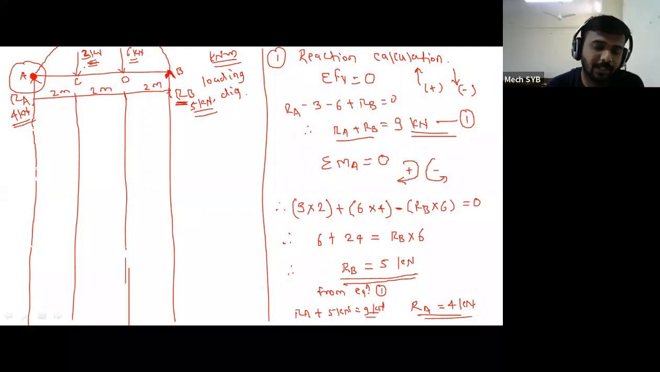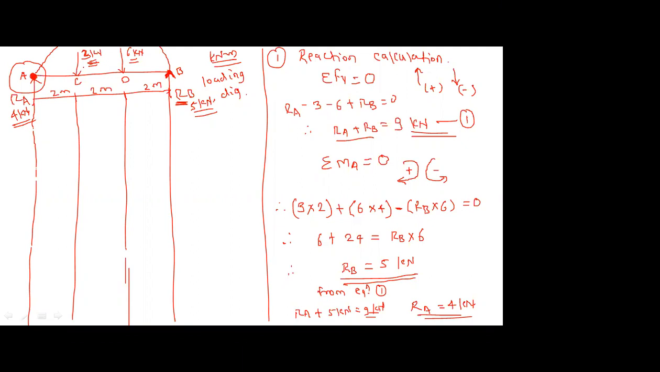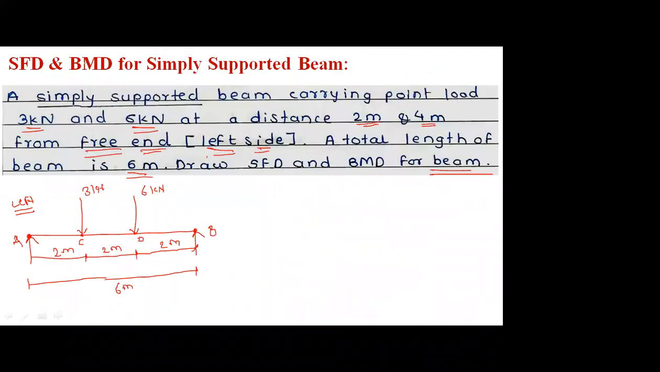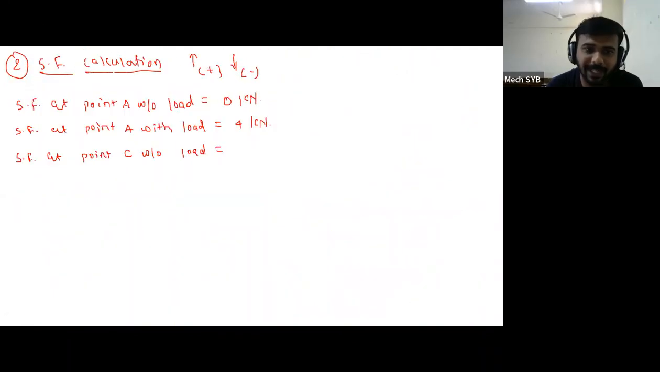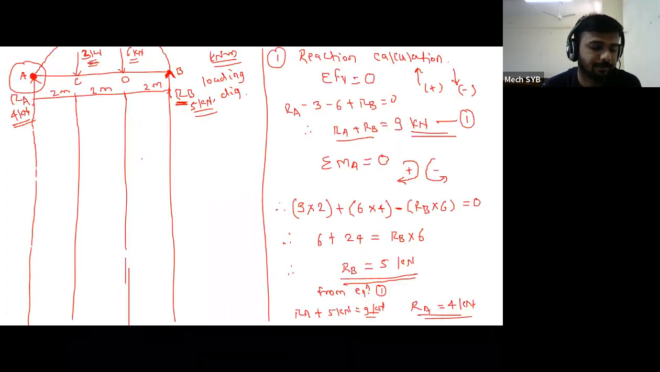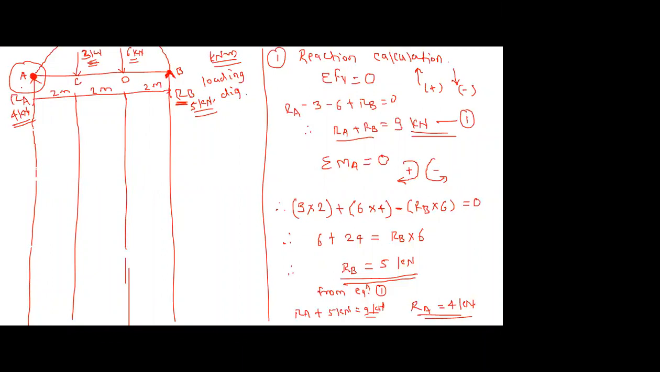For the without load condition, do we have to consider the effect of 3 kilonewton or not? No. Why? Because we have written the condition: SF at point C without load. What does it mean? Without considering the load at point C, we take all the forces on the left side of point C. See, SF at point A without load came 0.